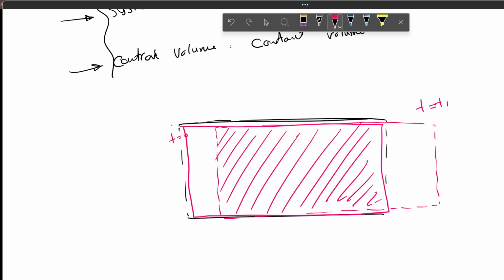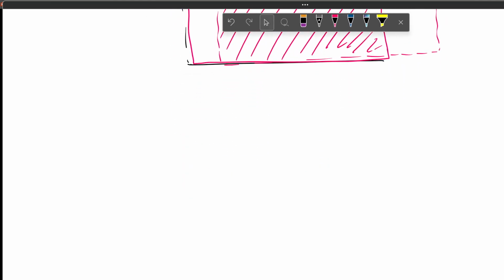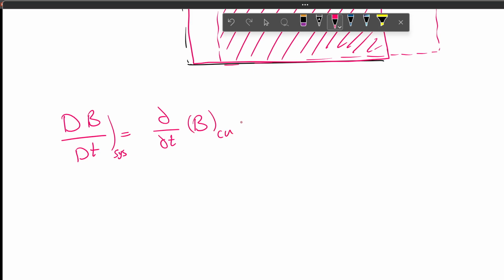Okay. Let's try to formulate this using some equations. Using one specific equation, again, Reynolds transport theorem. The changes of a parameter, let's call that parameter B, in a system is equal to the changes over time of that parameter in the control volume, plus the flux, let's call this B dot, of that control volume.